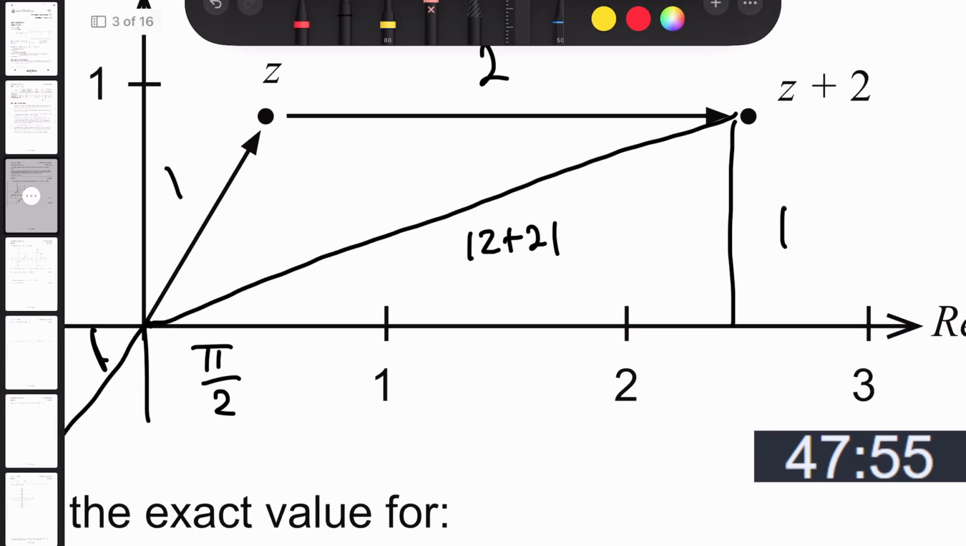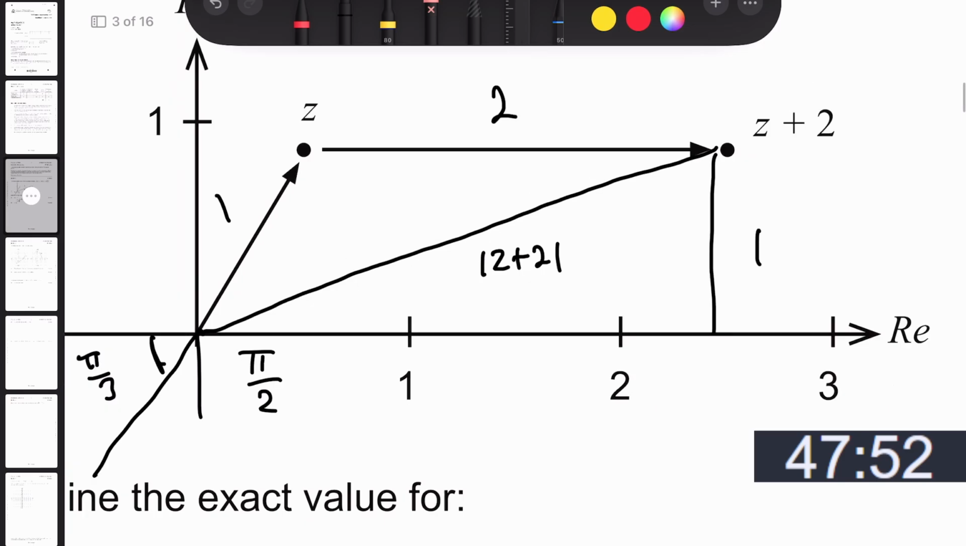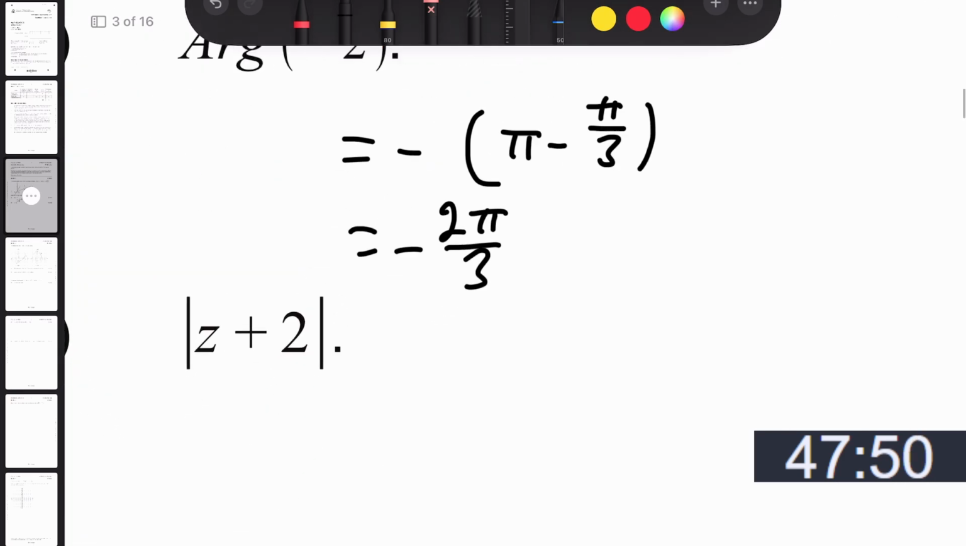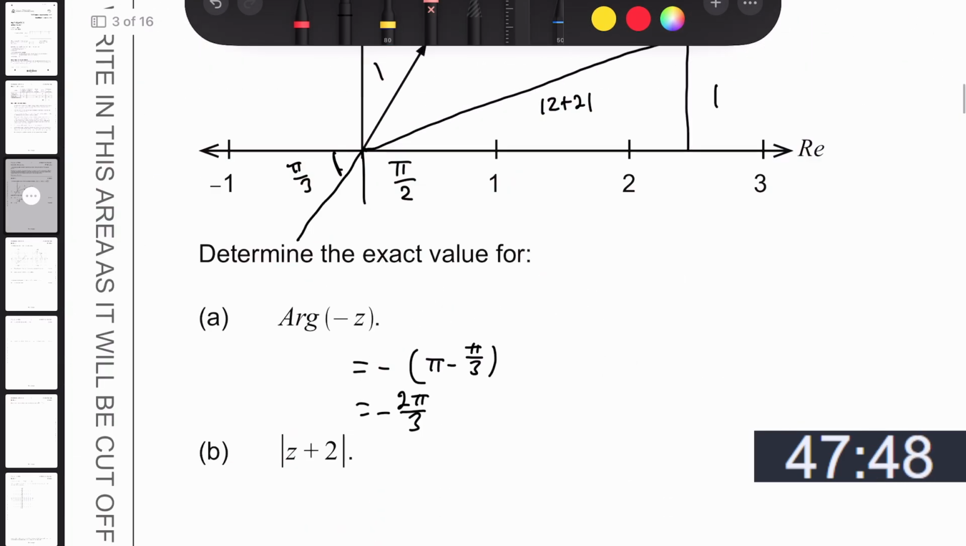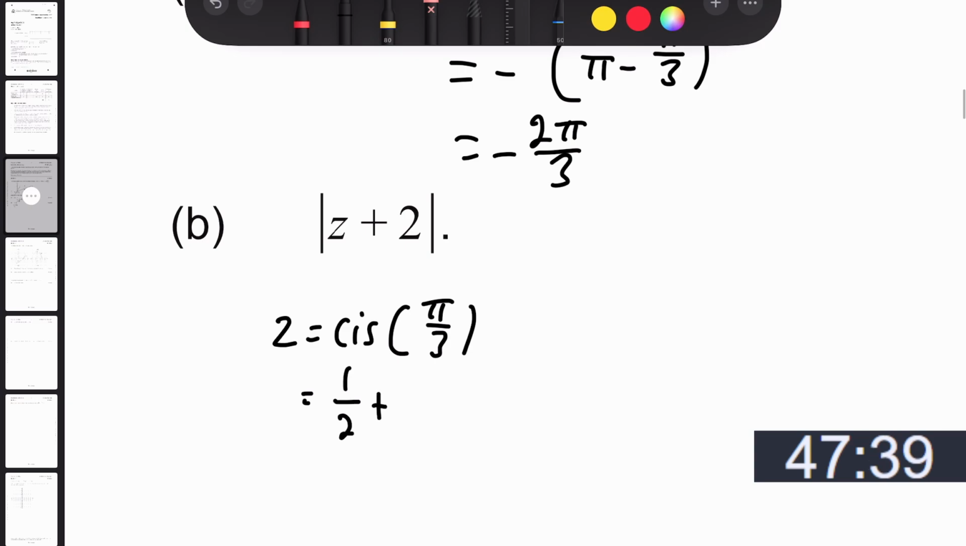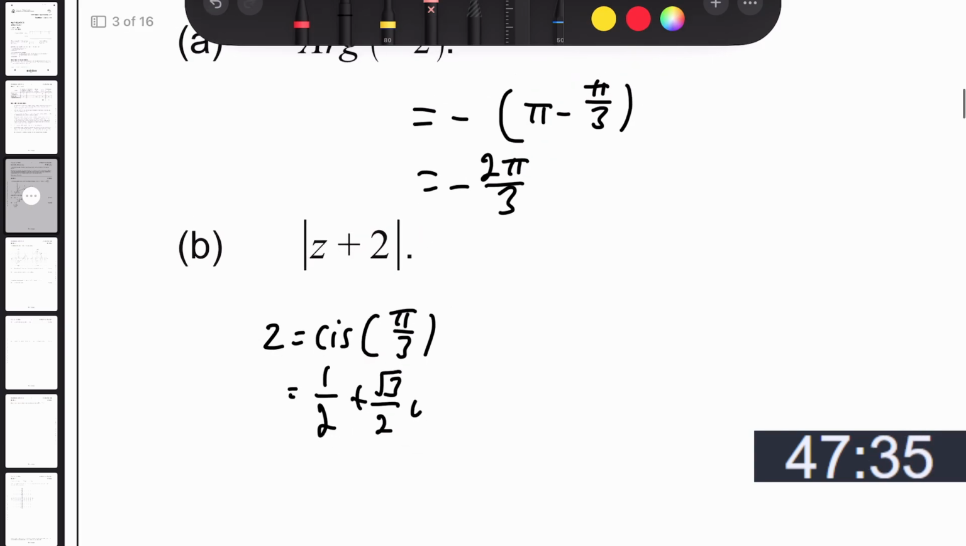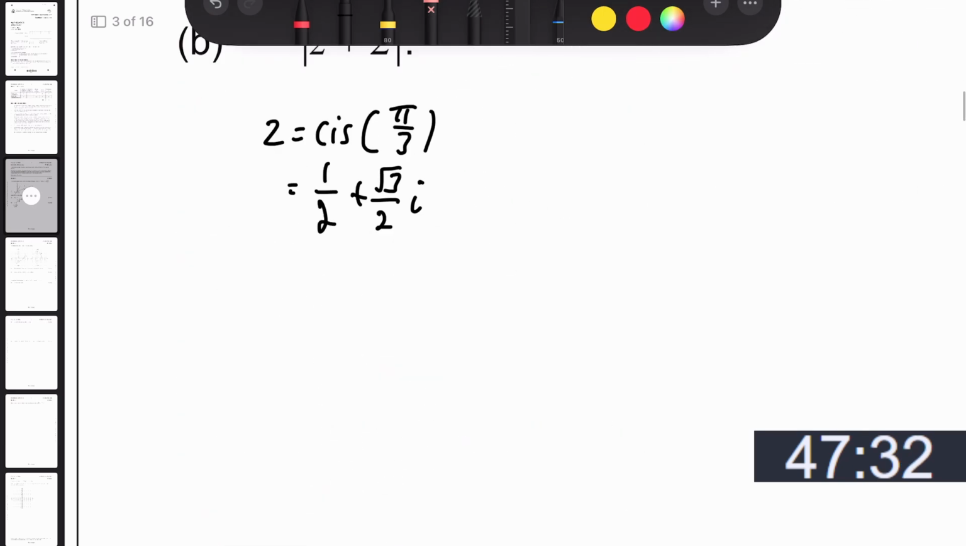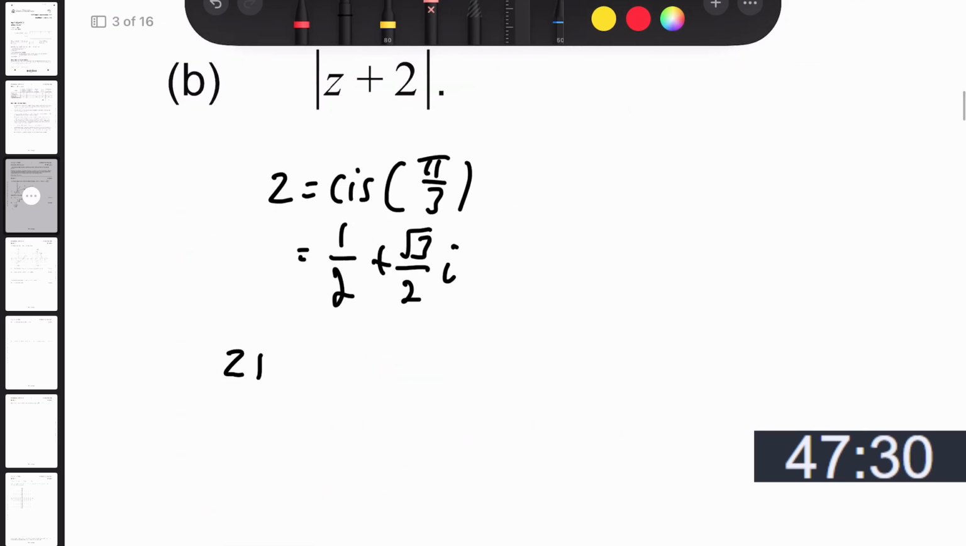Up by 1, and then here cis of pi on 3. So z is equal to cis of pi on 3. Could be a half plus square root of 3 on 2 i. So then z plus 2 is going to be 5 on 2 plus square root of 3 on 2 i.